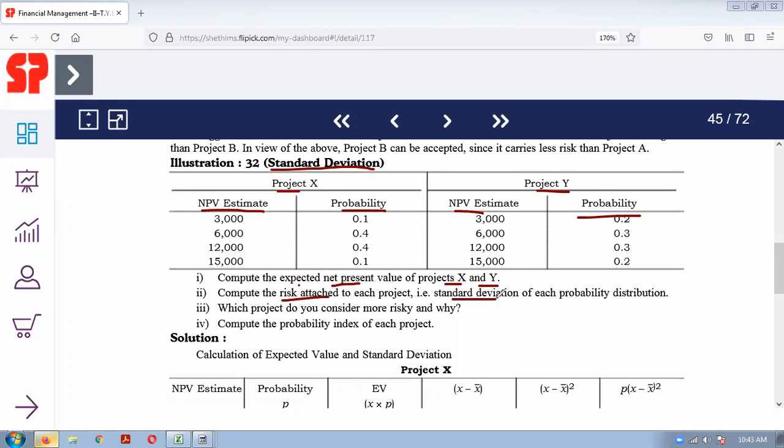Okay. Then which project is more risky? Very simple question, and compute the profitability index of each project. Okay. So these 4 questions are there. All are very simple questions. We will try to discuss fast.